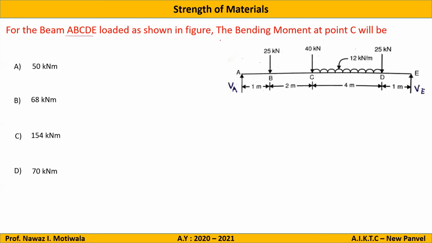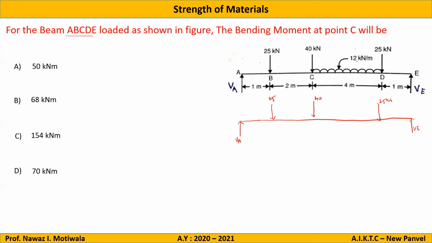For a beam ABCDE loaded as shown in the figure, the bending moment at point C is. Before finding the bending moment, we first need to find the reactions at A and E. For that, I first need to draw the free body diagram. So for the free body diagram, we have the same AE. Let me call this VA. Then we have the force 25 here, then 40 kilonewton, and here 25 kilonewton.